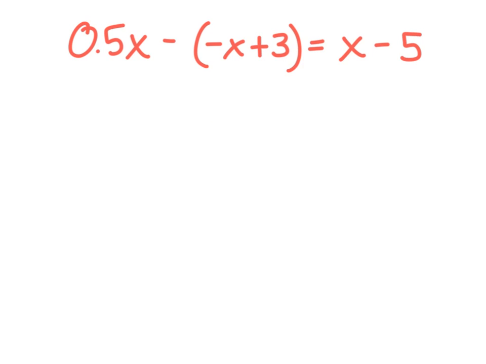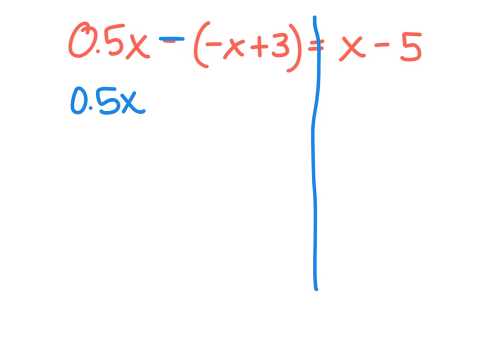If you want to copy this down into your notes, 0.5x minus negative x plus 3 equals x minus 5. So first step that you want to do is draw your line down, and you need to simplify the first side. So I'm going to just rewrite 0.5x. Okay, and then remember it says minus everything inside these parentheses, or do the opposite of everything inside there. So the opposite of negative x is plus x, and then the opposite of 3 is minus 3.